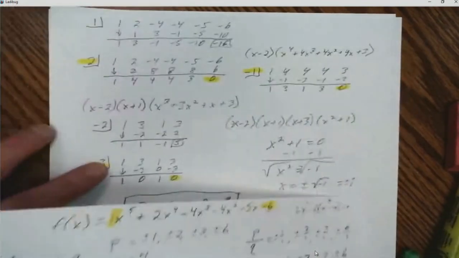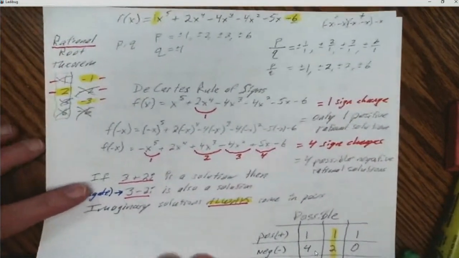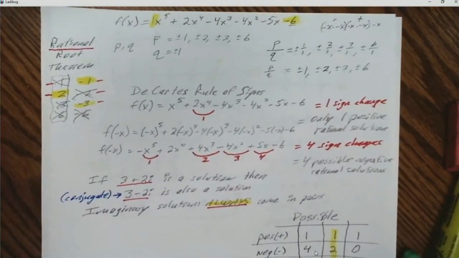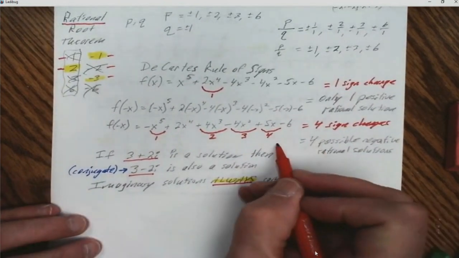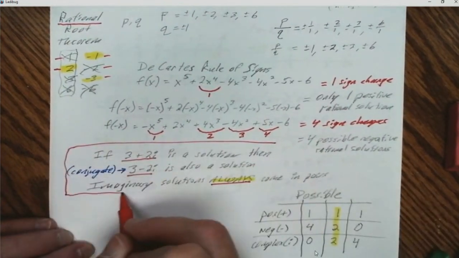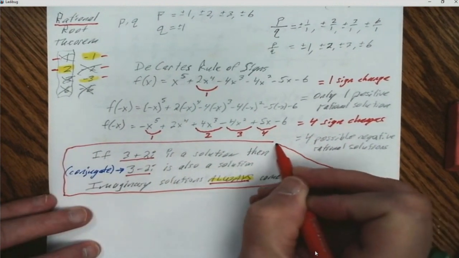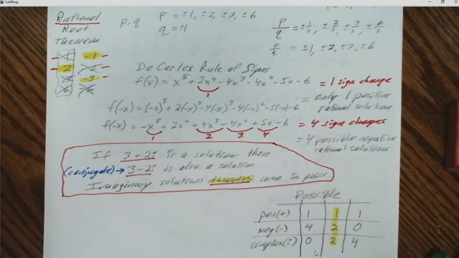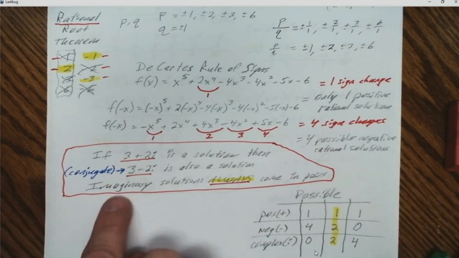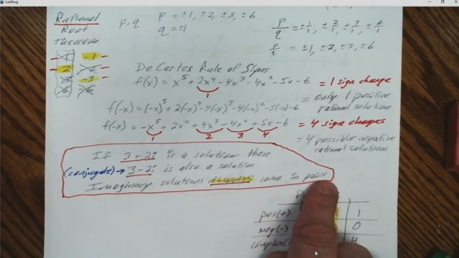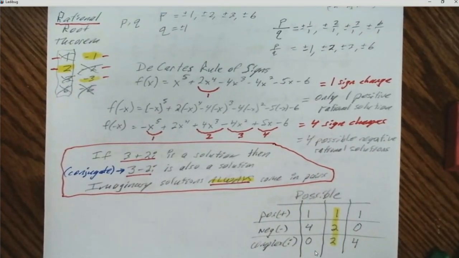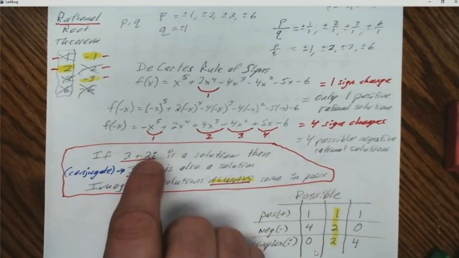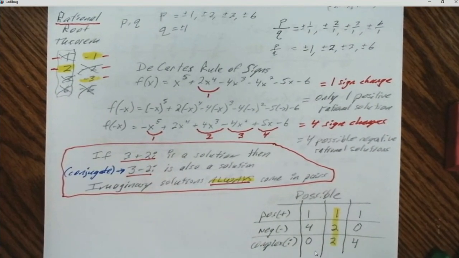I'll take pictures of these 2 pages and put them in our Google Classroom under notes for this week. But here's an important thing to remember. This will mess you up if you don't remember this. That's great for your notes. Imaginary solutions always come in pairs. So if 3 plus 2i is a solution, then 3 minus 2i is a solution. Or in our case, i was a solution and negative i was a solution. It was just 0 plus i, 0 minus i.